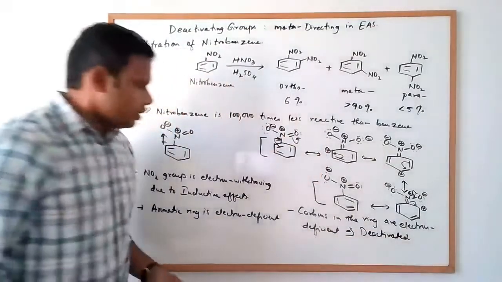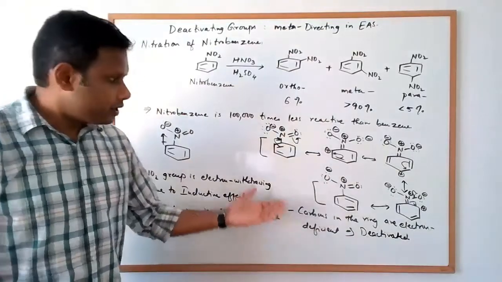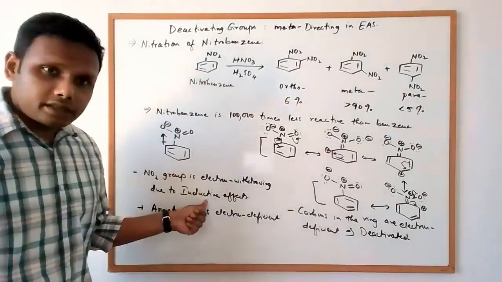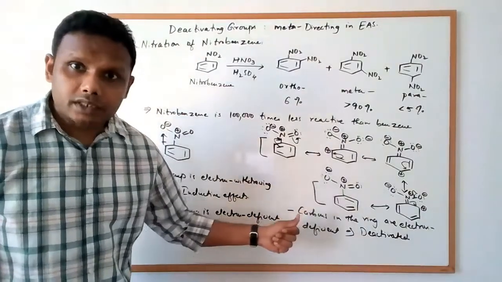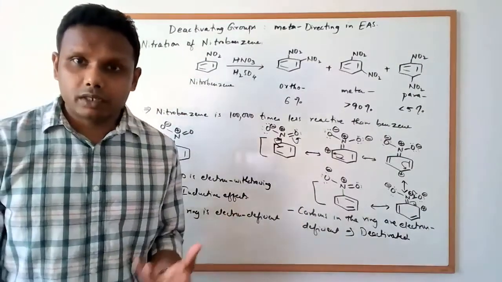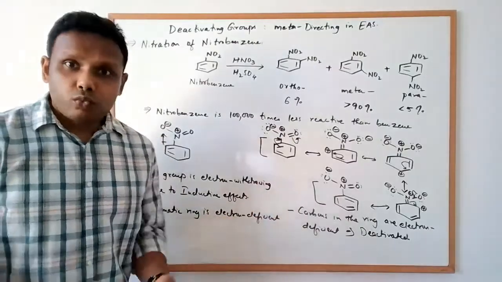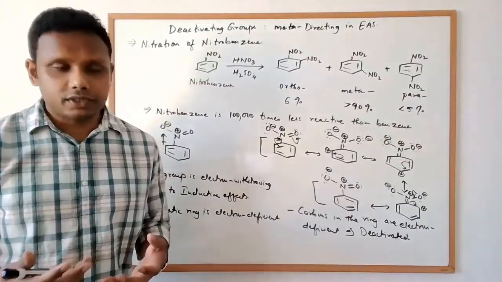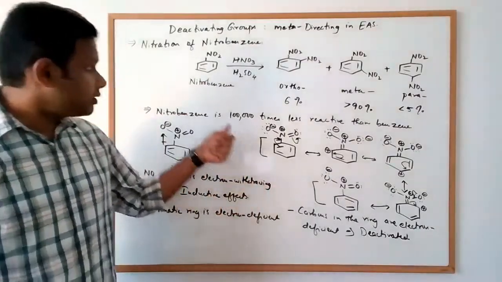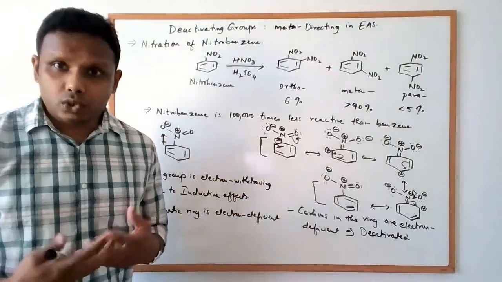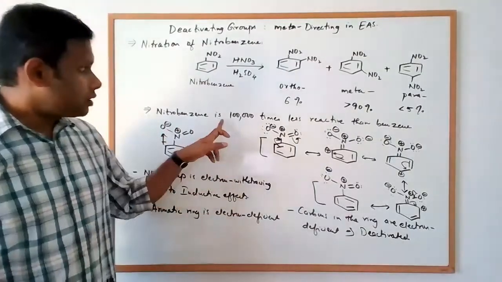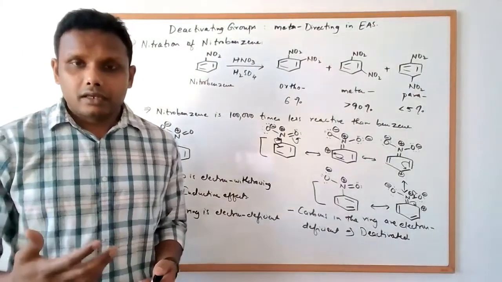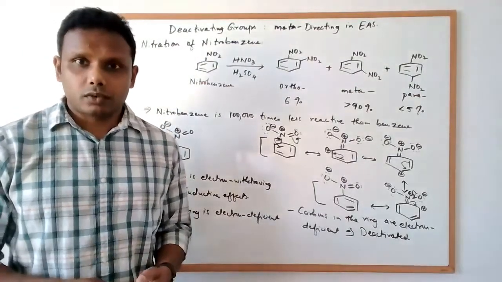deactivated. So in the particular case of nitrobenzene, what we are seeing here is that both the inductive effect and the resonance effect are deactivating the ring. They're both withdrawing electron density from the ring, or making the ring more electron deficient. And so that explains why the nitro group is such a strong deactivating group, that it undergoes the reaction about 100,000 times slower than benzene, the parent molecule.